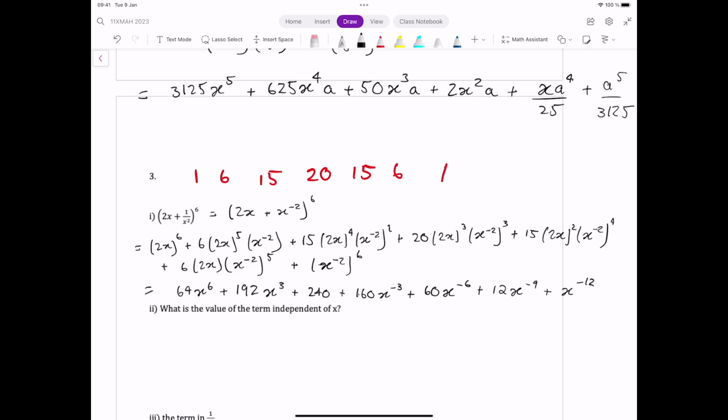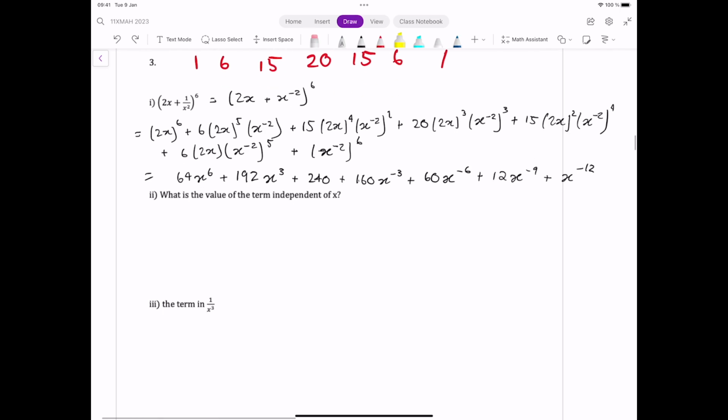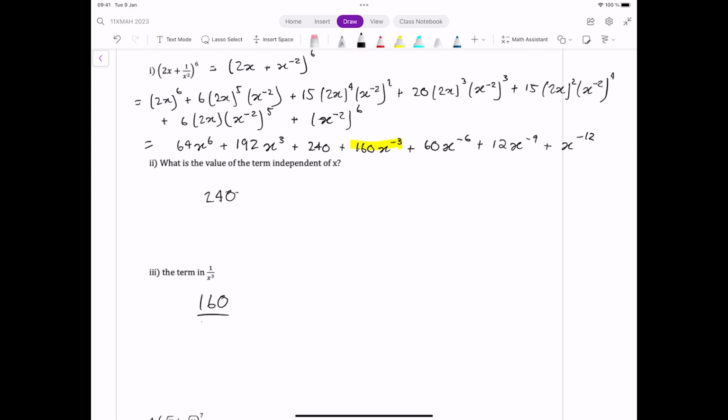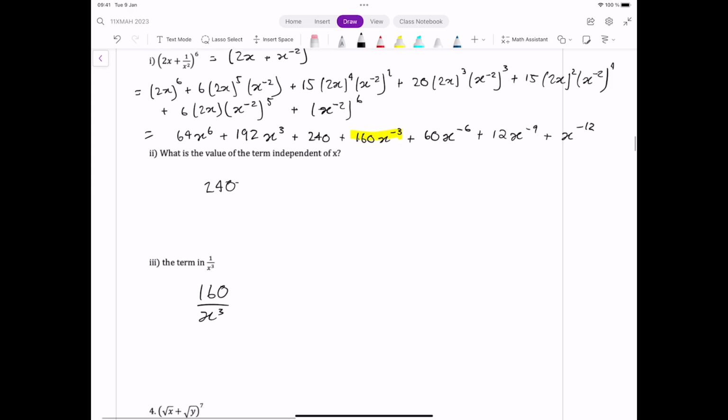Now, I don't have enough room, but it would be nice if you made these negatives into fractional form. What is the value of the term independent of x? It is 240. The term in 1 on x cubed, well, that's this term here, so it's 160 on x cubed.